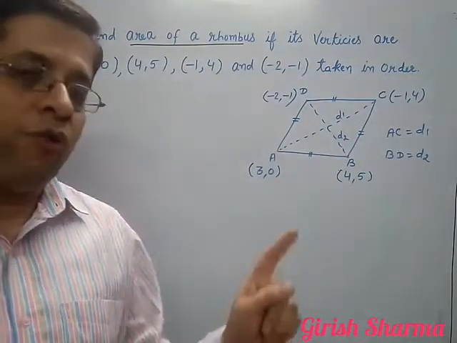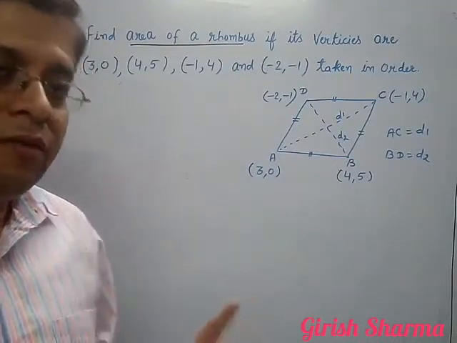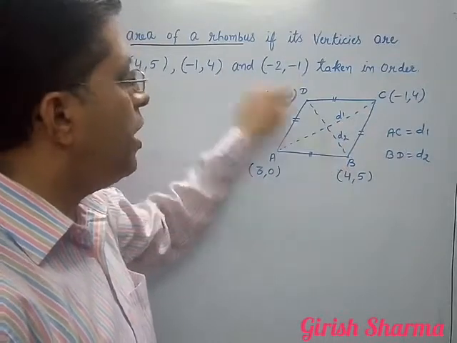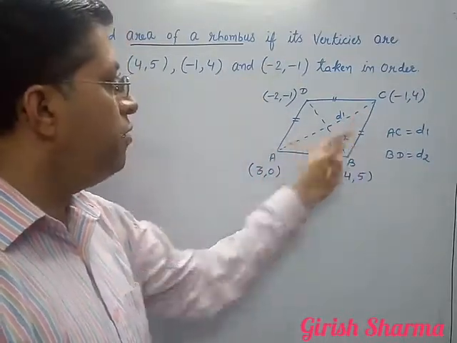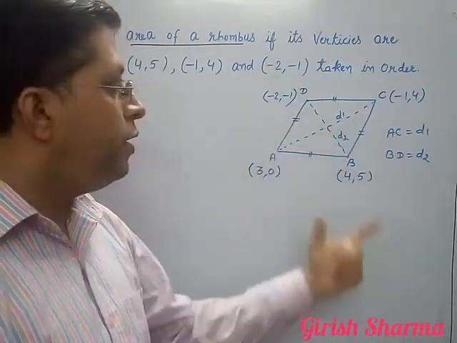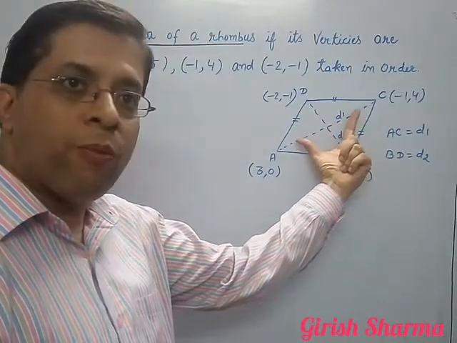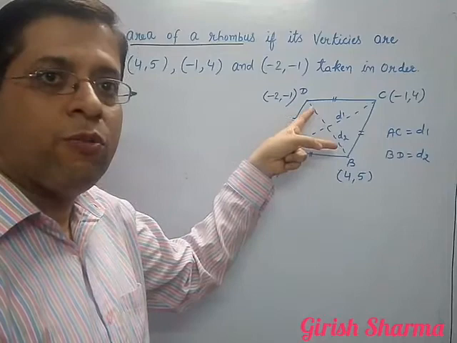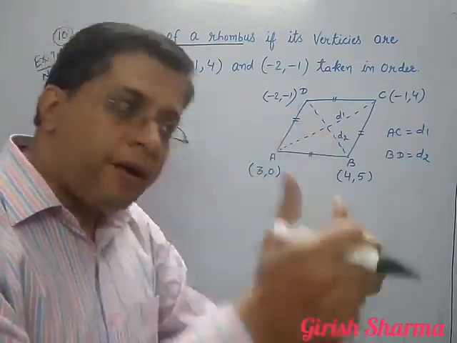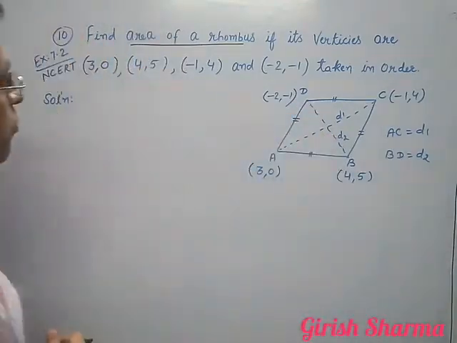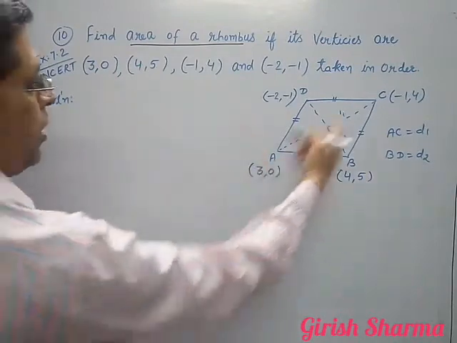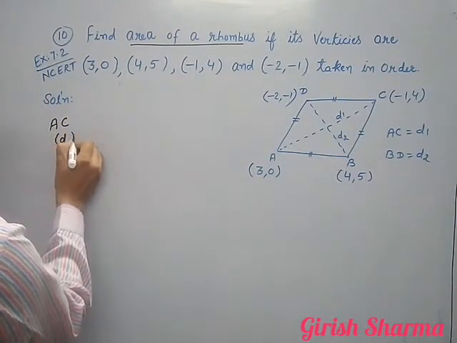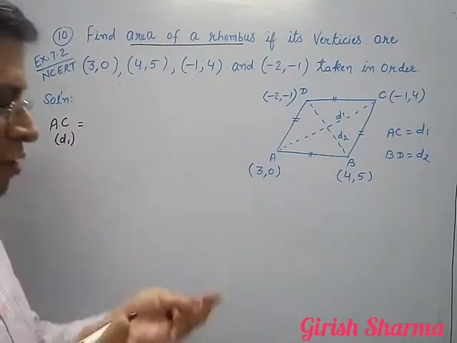And what is the area of a rhombus? That we know. That is half D1 into D2, diagonal 1 into diagonal 2. AC is diagonal 1, BD is diagonal number 2. Diagonal 1 means the distance between 2 points. Clear? And diagonal 2 is the distance between 2 points B and D only. Come on. So first of all, we are going to find out AC. That is your D1.